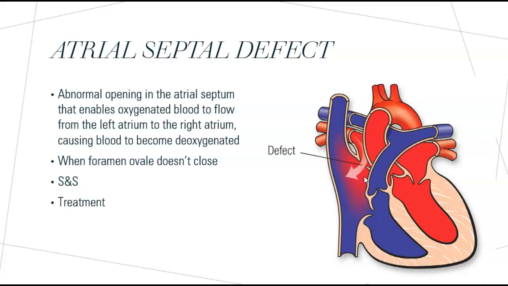Signs and symptoms: if it is a small opening, then it will be asymptomatic. Other signs and symptoms will be heart failure, frequent respiratory infections, difficulty breathing, or a harsh systolic murmur over the third intercostal space. The treatment is going to be, if it's a small case, it'll be monitoring, but if it is a larger opening, then they will have to have surgical correction, and that requires open heart surgery.